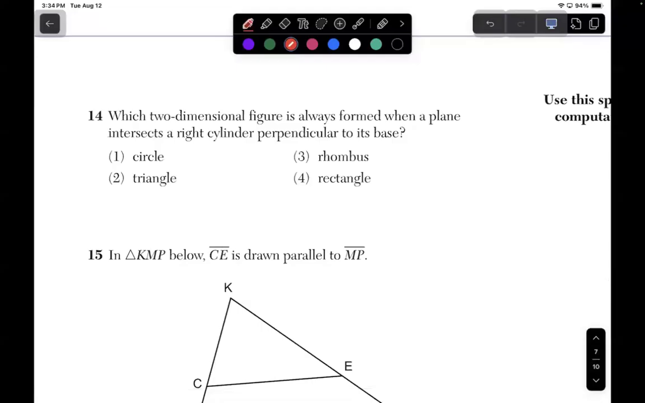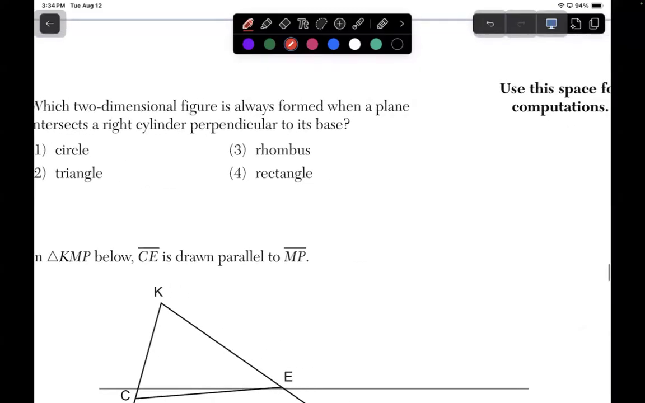Which two-dimensional figure is always formed when a plane intersects a right cylinder perpendicular to its base? Well, let's just sketch a right cylinder. You don't have to do this, but kind of helps me visualize the problem.